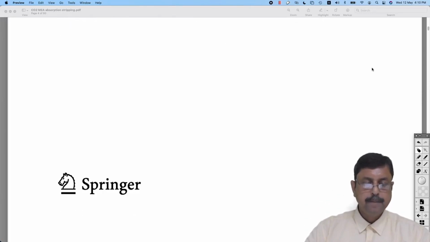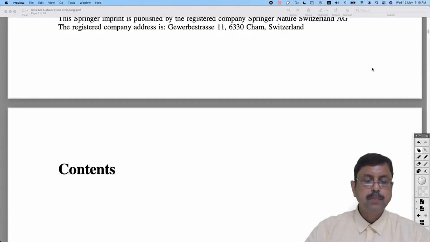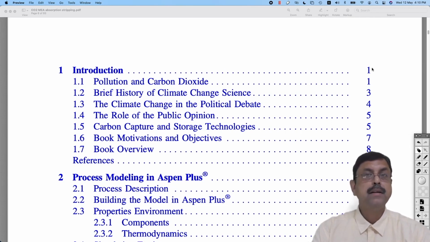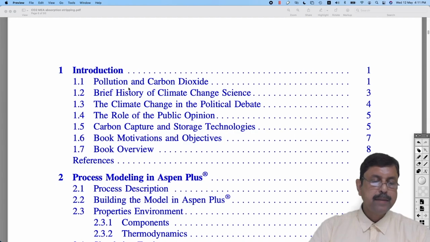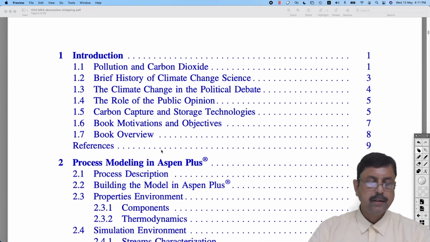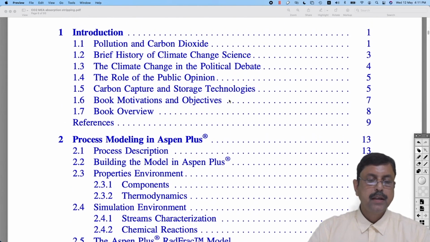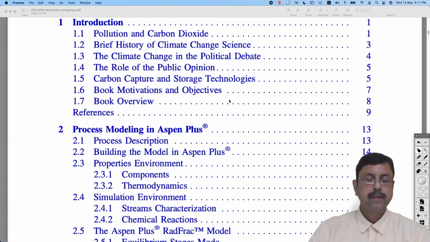Now you will see this particular book has been written keeping Aspen Plus users in mind. And all the modeling and analysis tools that have been described in this book refer to Aspen Plus extensively. So in the introductory chapter, they talk about pollution due to carbon dioxide and some brief history, how the carbon dioxide changes the climate and political debate along with it, etc. And they talk about carbon capture and storage technologies. These are not relevant to our study.